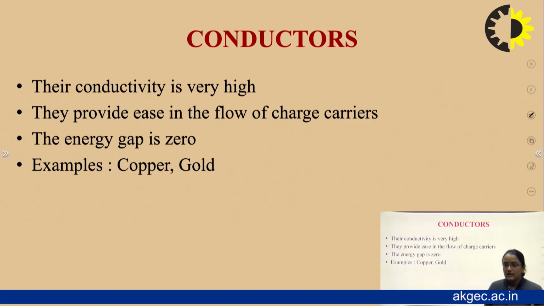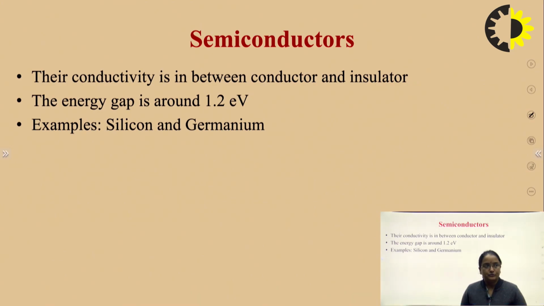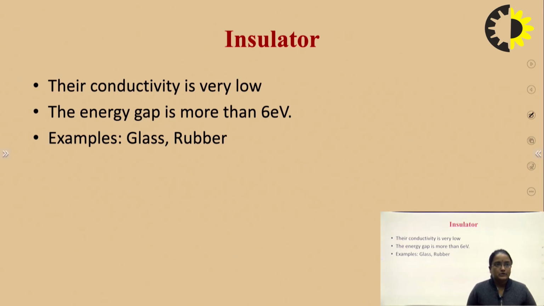As I discussed in the earlier slide also, conductors have very high conductivity. They provide ease in the flow of charge carriers. The energy gap is zero, and the basic examples in this category are gold and copper. Semiconductors have conductivity in between conductors and insulators. The energy band gap is 1.2 electron volt, and the basic examples are silicon and germanium. Insulators have extremely low conductivity. The energy band gap is more than 6 electron volt, and the examples are glass and rubber.